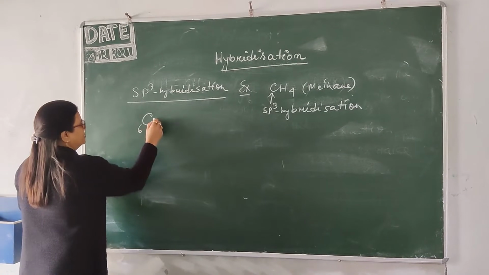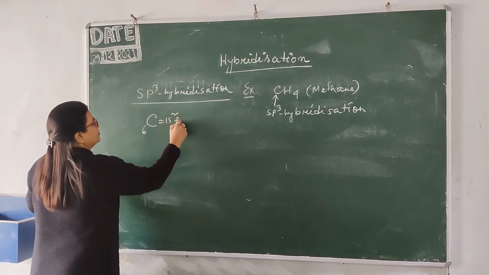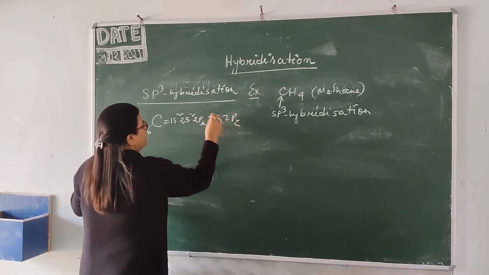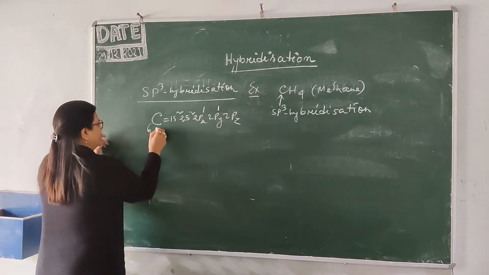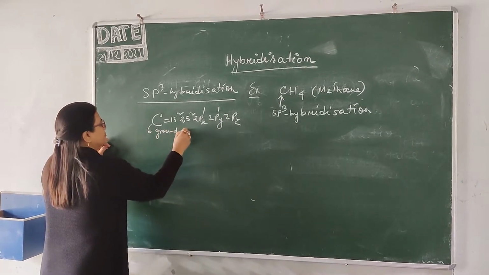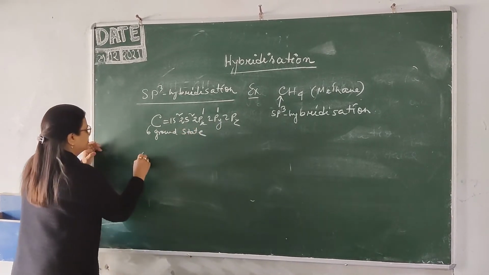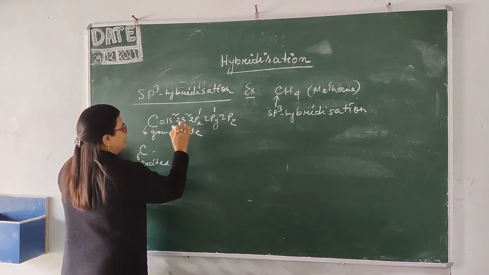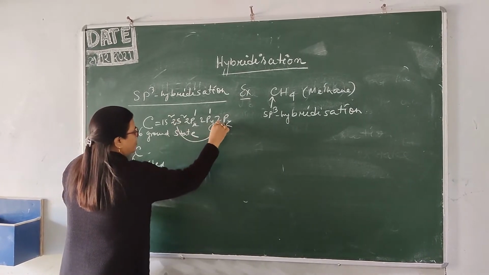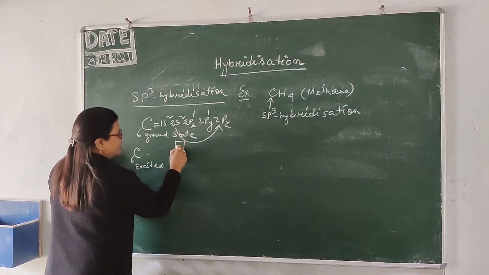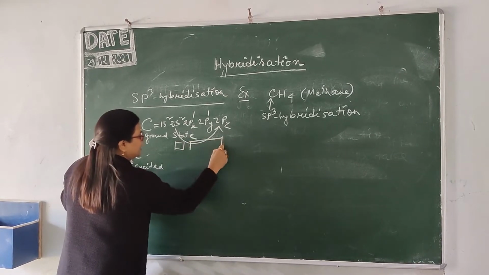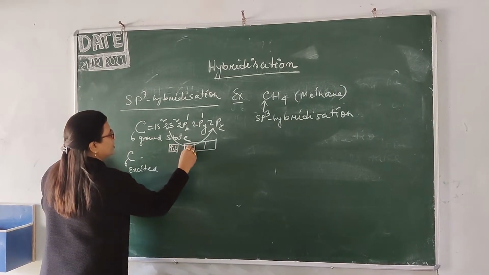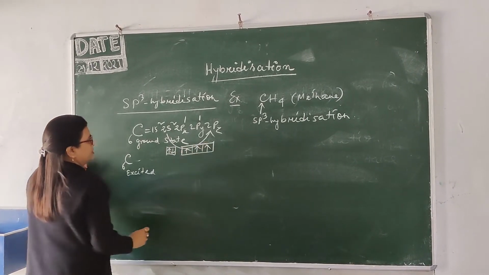This is carbon: 1s2, 2s2, 2px1, 2py1, 2pz, with 1 electron here. This is the ground state. In the excited state, an electron from the 2s orbital will jump to 2pz. But for our convenience, the orbitals can be designated by boxes. That means 2s2. This is the excited state.